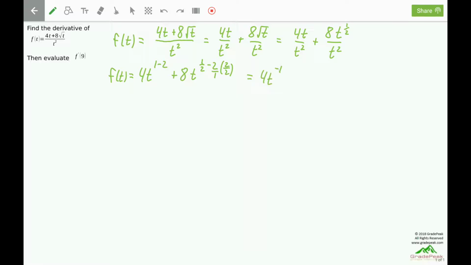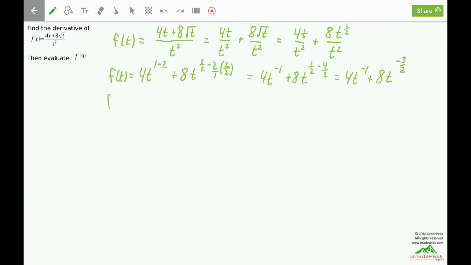4t to the 1 minus 2, which is negative 1, plus 8t to the 1/2 minus 2 times 2 for the numerator is minus 4 over 1 times 2, which is 2. And I now have 4t to the negative 1 plus 8t to the 1 minus 4, negative 3/2. There's f of t rewritten so that I have terms that are being combined by addition. I can work out the derivatives separately and add the results, and each of them are a power rule.